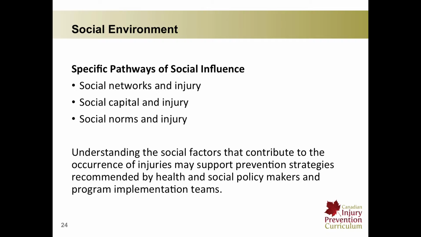Understanding the social factors that contribute to the occurrence of injuries may support prevention strategies recommended by health and social policymakers and program implementation teams. Social and behavioral factors can be modified by education, community capacity building strategies, and urban planning initiatives. Examples of injury prevention activities associated with social environmental factors might include peer education programs for high-risk behaviors and occupational health and safety campaigns that focus on building and leveraging stronger social environments at work.